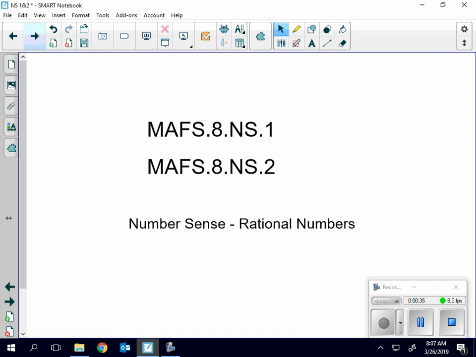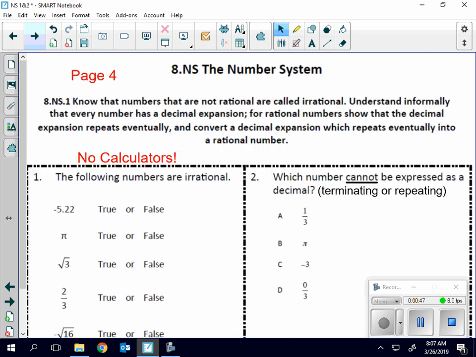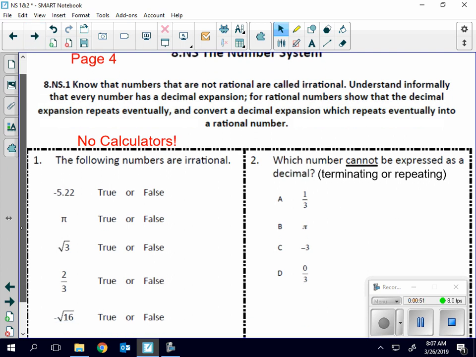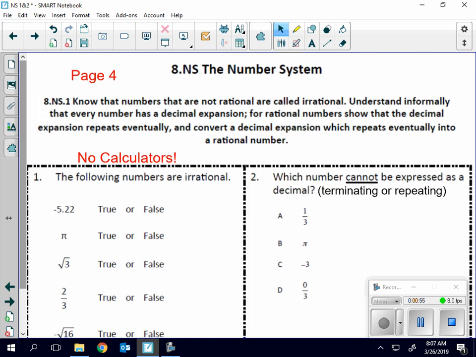Today we're working on the standards NS1 and NS2 that talks about number sense. All right, and of course, make sure you're listening to the video. Page 4, which is the first page in your packet, talks about NS1. And of course, there's going to be no calculators for this lesson, for the next few lessons anyway.